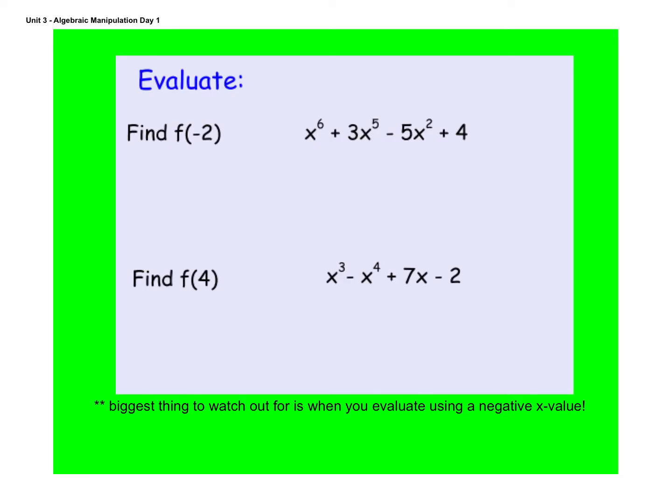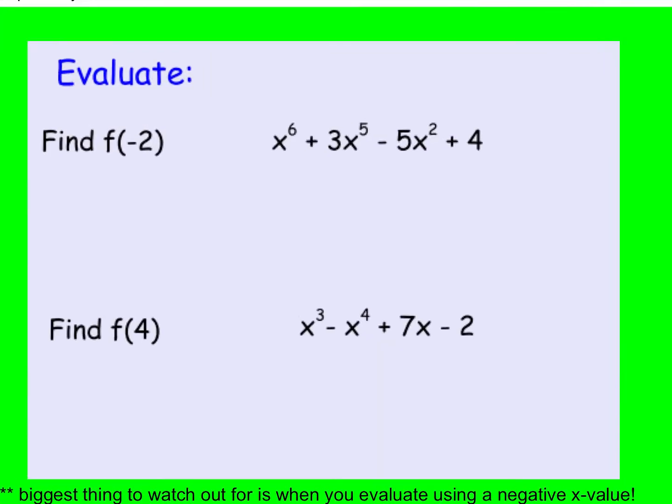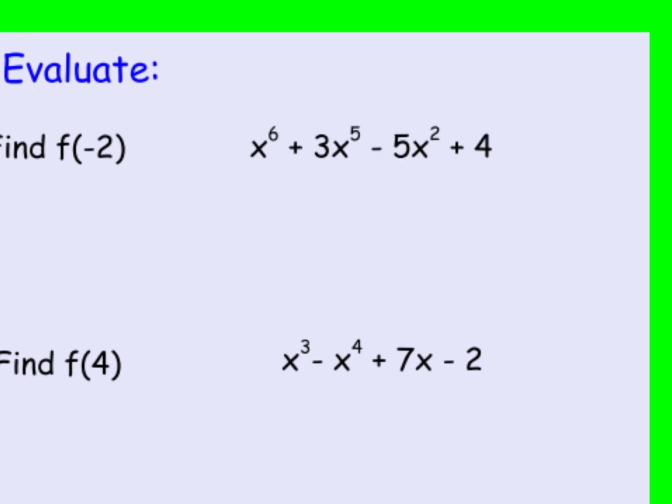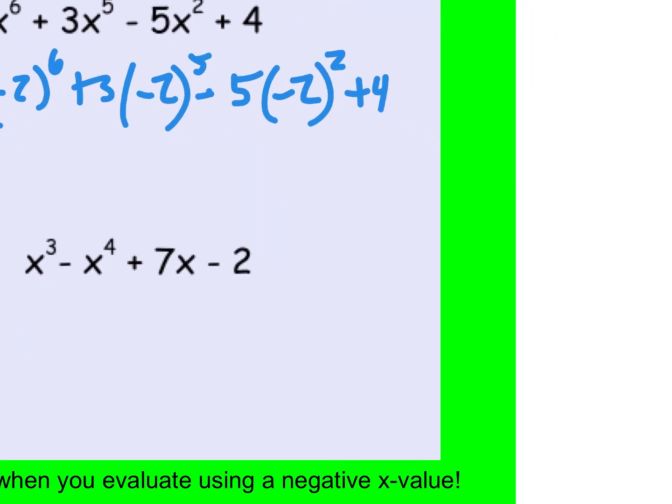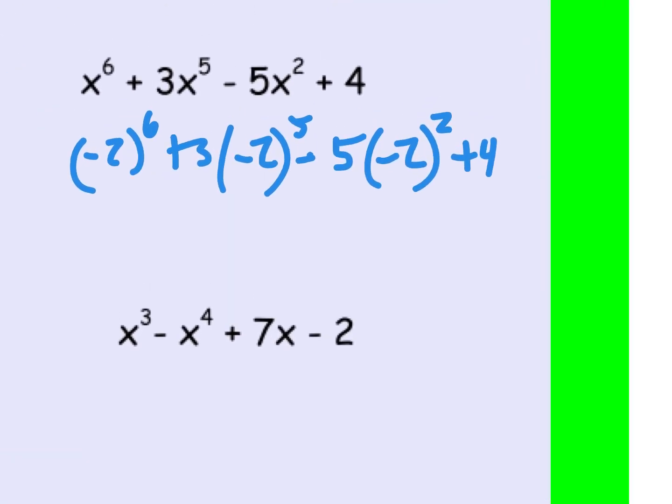All right. This is one thing you can do to a poly. You can stick a number in it. You get how they just want you to put a -2 in? So then it'd just be -2 to the 6th plus 3 times -2 to the 5th minus 5 times -2 to the 2nd plus 4. Now, what did I do every single time? A parentheses. And I'll tell you why.